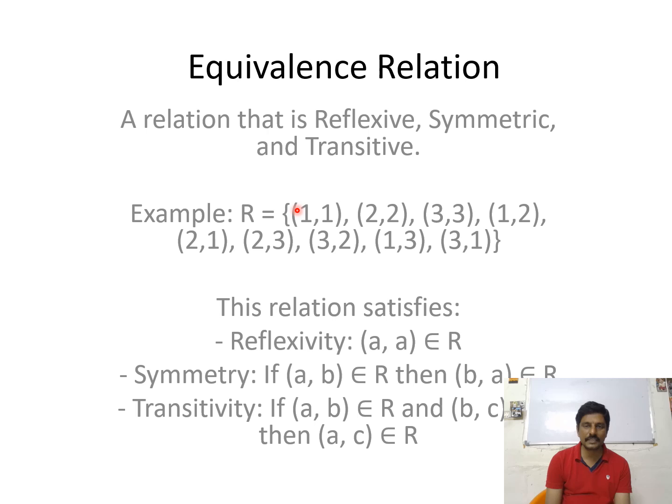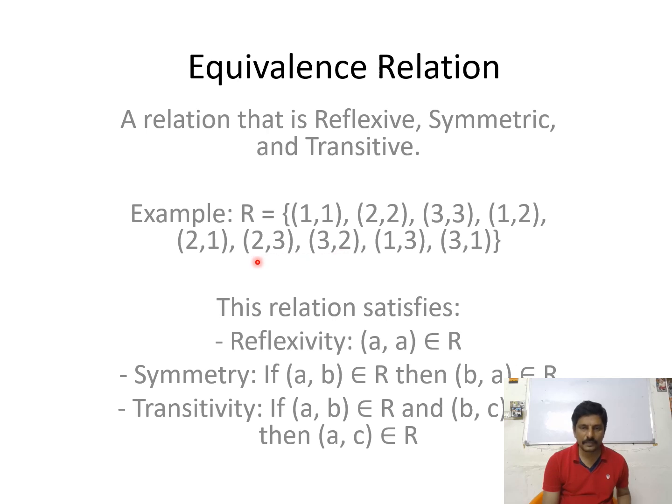So for the set A equals 1 comma 2 comma 3, if we write the relation 1 comma 1, 2 comma 2, 3 comma 3, 1 comma 2, 2 comma 1, 2 comma 3, 3 comma 2, 1 comma 3, 3 comma 1, yes, it is an equivalence relation, because for all the elements the self elements exist. 1 comma 1 exists, 2 comma 2 exists, 3 comma 3 exists. 1 comma 2 is there, 2 comma 1 is also there. 2 comma 3 is there, 3 comma 2 is there. 1 comma 3 is there, 3 comma 1 is there. So this is the symmetric relation.